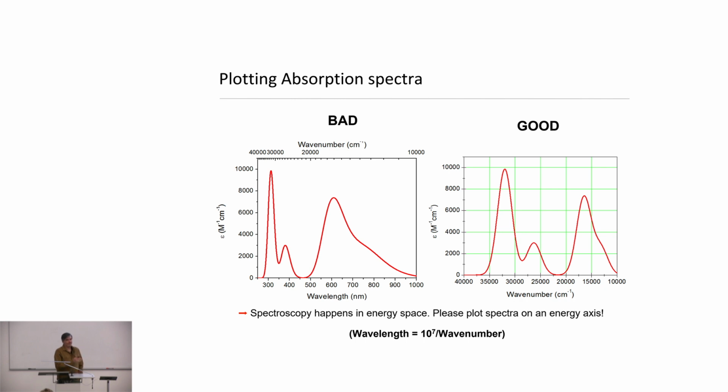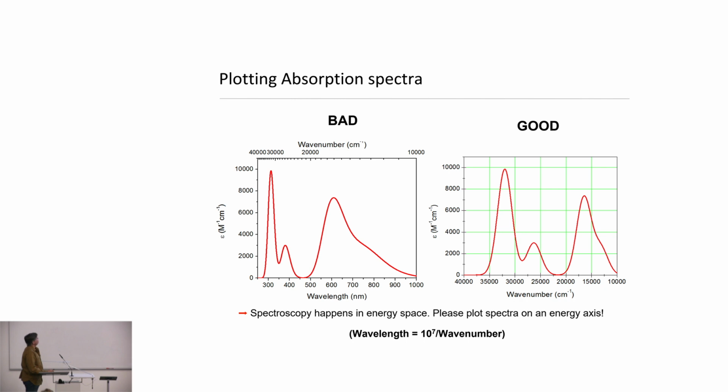So please do me one favor. If you're serious about calculating or assigning or analyzing optical spectra, the absolute first thing you have to do is to plot it on a proper energy scale. Because spectroscopy happens in energy space, you have a similar issue in EPR spectroscopy, where you plot along a magnetic field that is also inversely proportional to energy.